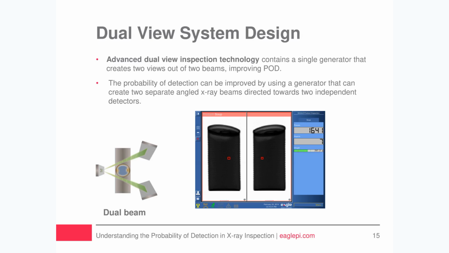As you can see in the slide, this type of system design can help improve the contaminant sensitivity and the correlating POD compared to the single view system in the previous slide. By creating two views from two different angles, contaminants are easier to find within the whole of the product, especially within the difficult area highlighted previously.